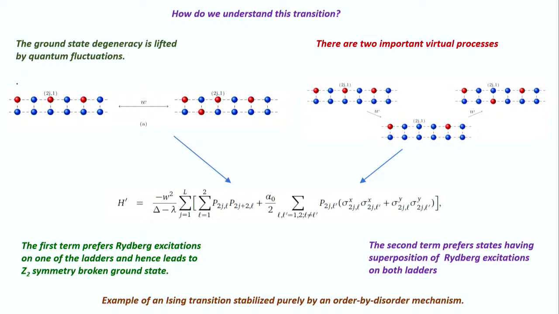And more interestingly, this gives rise to a class of spin models where instead of a 2-leg ladder, you can have an L-leg ladder. And we checked numerically that for a 3-leg ladder, this gives rise to a 3-state Potts model, and so on. So this gives you a generic way of giving rise to a class of quantum phase transition which is completely stabilized by order by disorder.